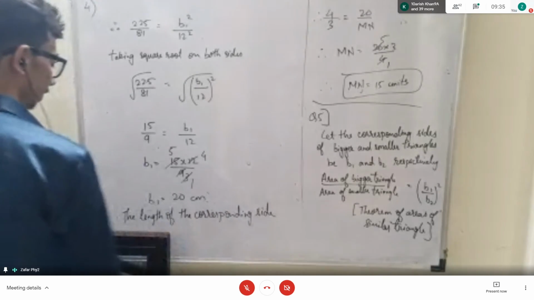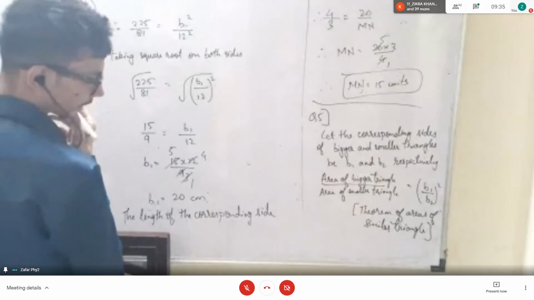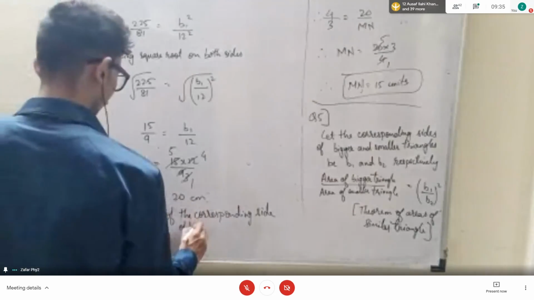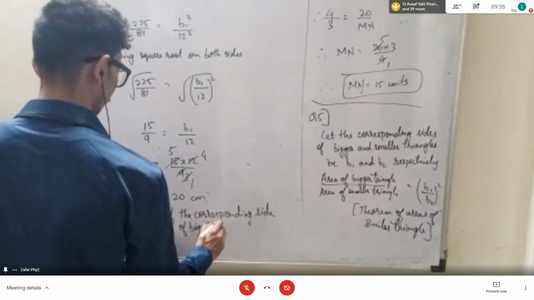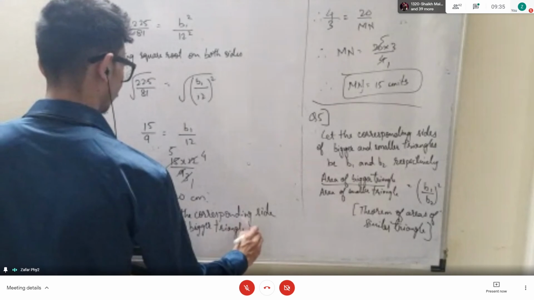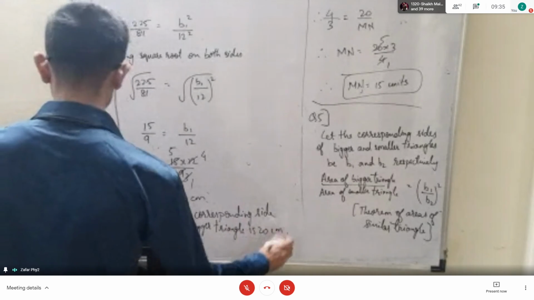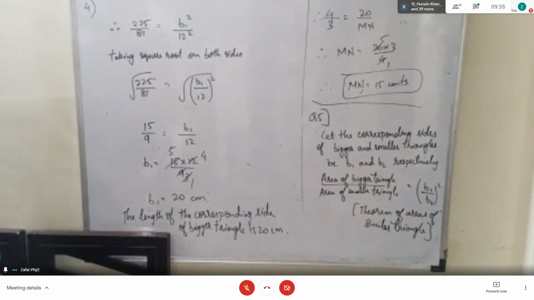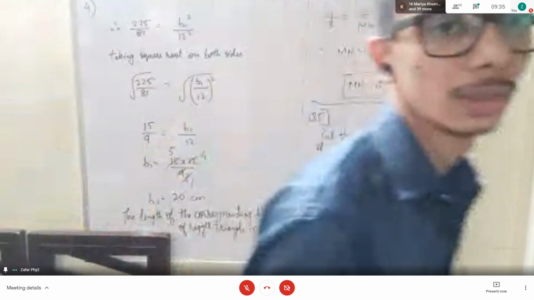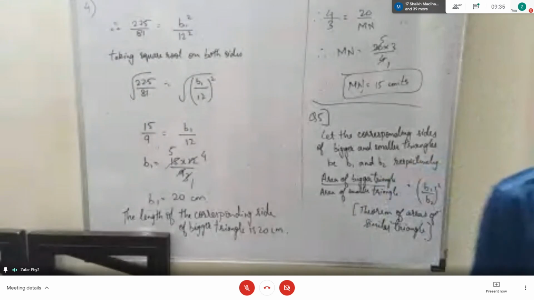The length of the corresponding side of bigger triangle is 20 centimeter. Okay, 20 centimeter. Got it? Write in the chat.